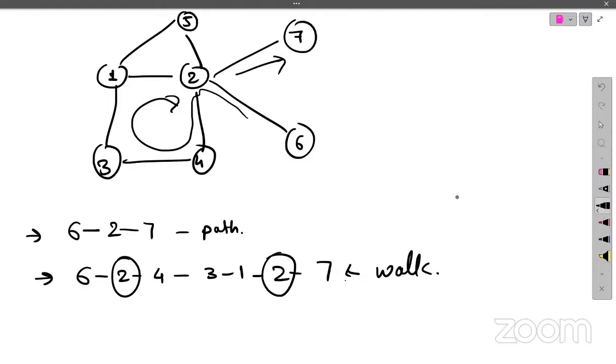So this is the little difference between path and walk. In a walk, you can repeat a vertex. In a path, you cannot repeat a vertex. Ma'am, so all paths are walks, but all walks are not paths. Yeah, you can say that.